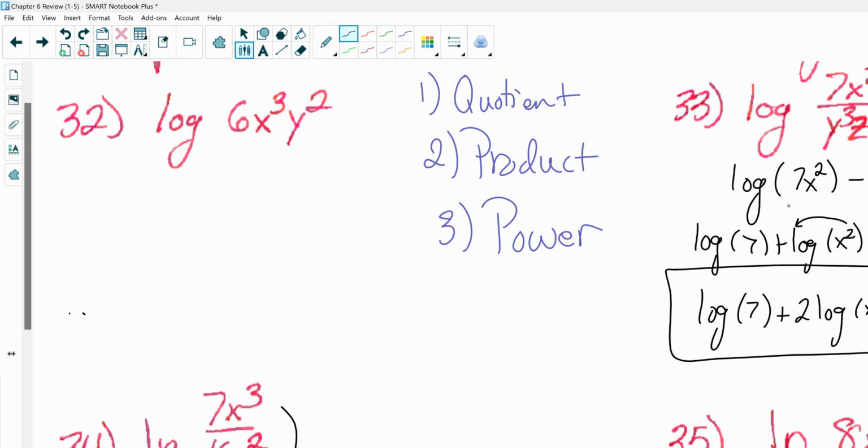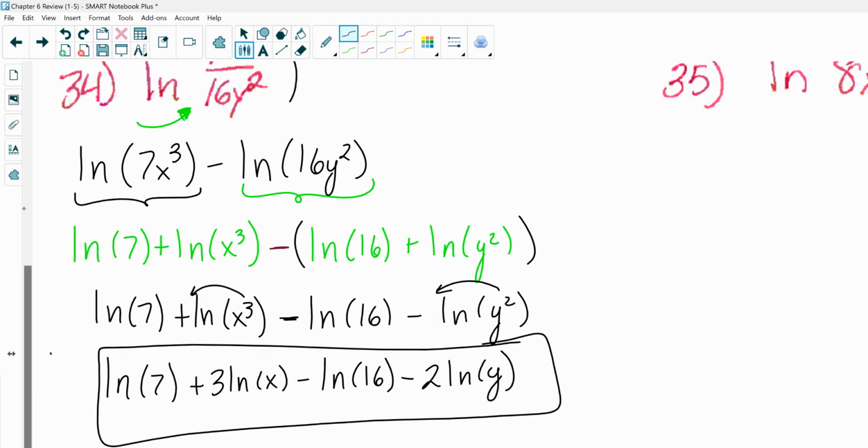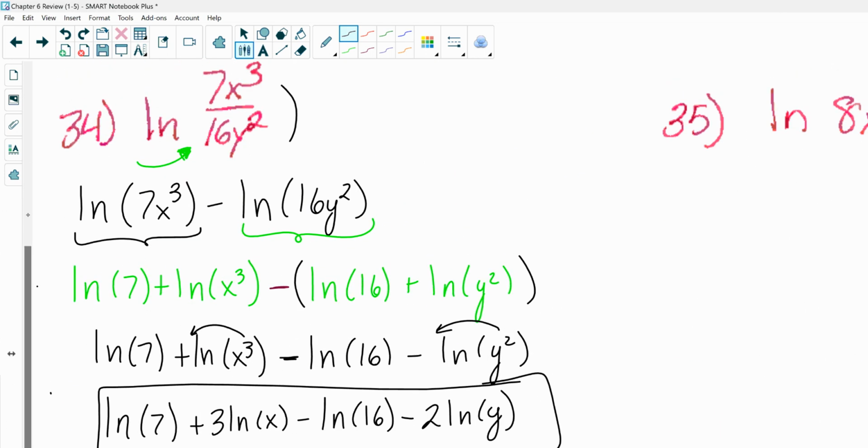Questions on 32 through 35. We feel good with these here. 35 would just be natural log of 8 plus natural log of x to the third. And then when we do powers. Yes. So we start with product, which would cause us to split all these up.